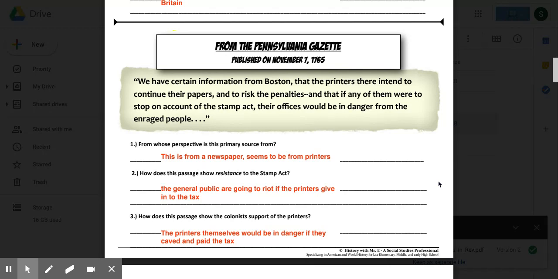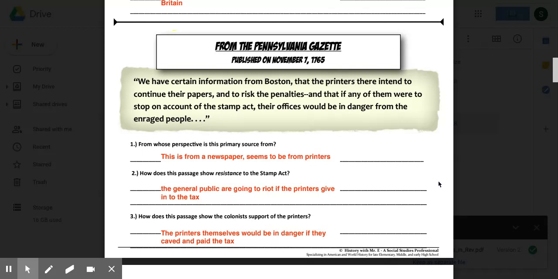So let's see, how was I able to figure that out? Because I just didn't look at this and say, all right, this is written by a printer. No, I took a look at it and I read it. So let's take a look at this. It says, we have certain information from Boston that the printers there intend to continue their papers and risk the penalties, and that if any of them were to stop on account of the Stamp Act, their offices would be in danger from the enraged people.